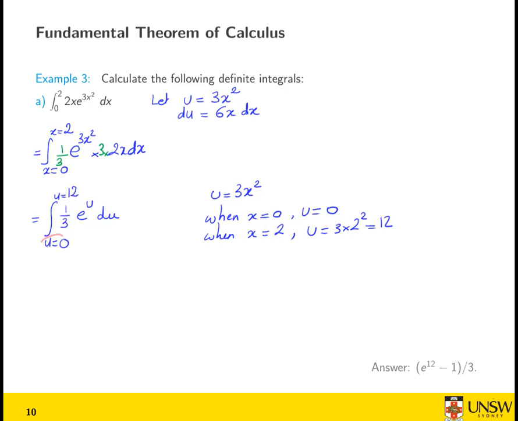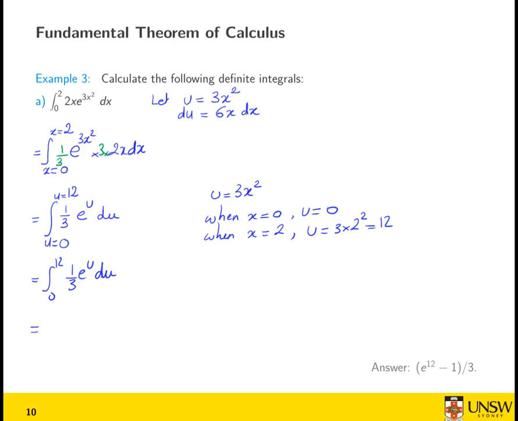Usually we don't write u equal or x equal in the endpoint. I'm doing it because it's the first time we do this, so it may not be clear to you that the first time these were values of x and now they're values of u. The way this would usually be written is integral between 0 and 12 of 1/3 of exponential of u du, and you're expected to know that if here it says du, the values in the endpoints are values of u.